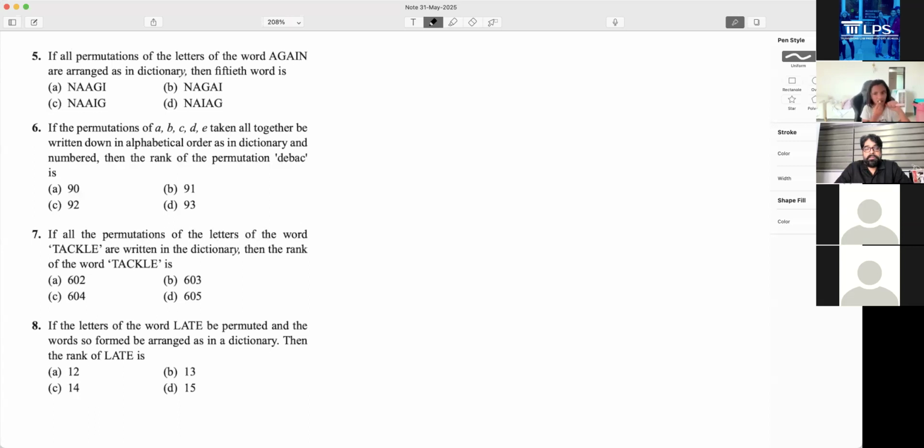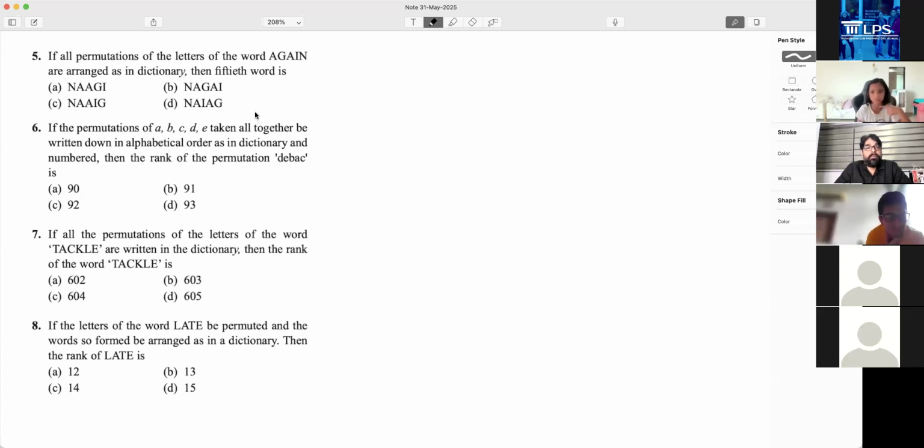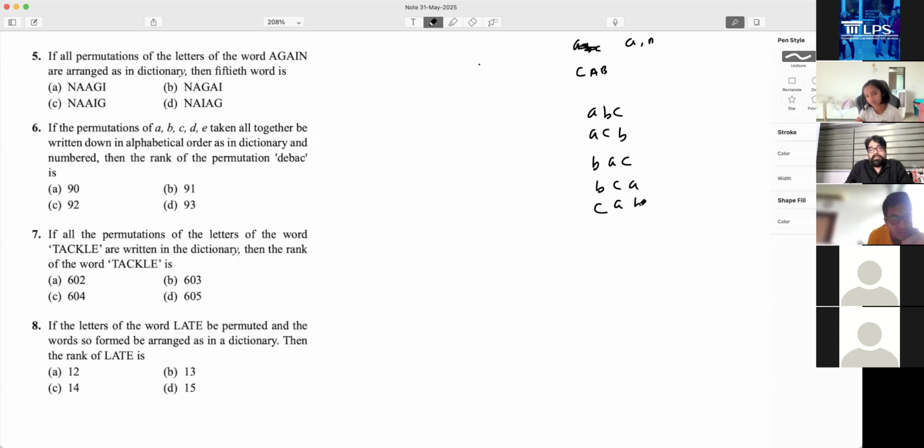Sir, what does "arranged as in dictionary" mean? Dictionary means if you arrange in alphabetic order, at which number a word will come. For example, if you have A, B, C, and I ask where CAB will come: A, B, C first, then A, C, B, then B, A, C, then B, C, A, then C, A, B. So CAB will come at the 4th number if you arrange in alphabetic order.